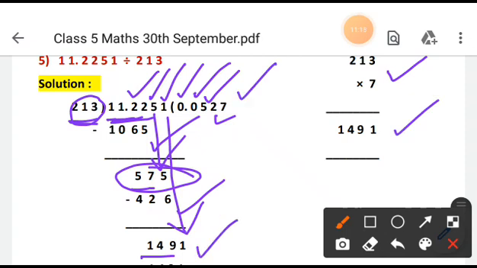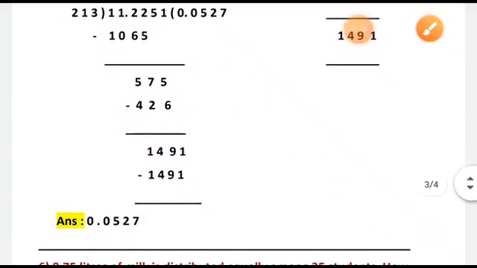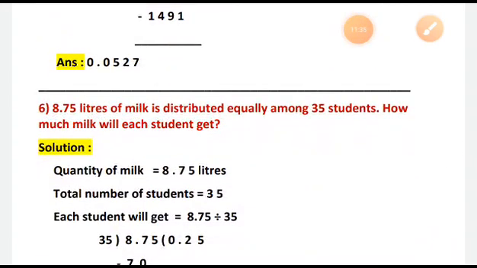This checking part you all will have to do, like with what number you will have to multiply so that you get that particular number. Alright. So you are getting the answer as 0.0527. Okay. Next you have a word problem. Let's read the sum first.